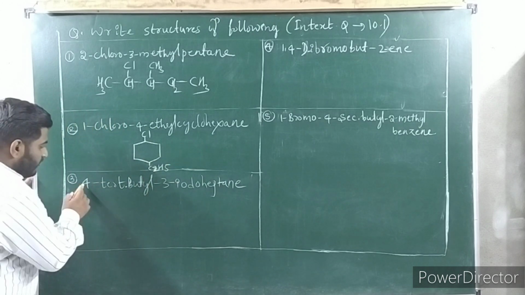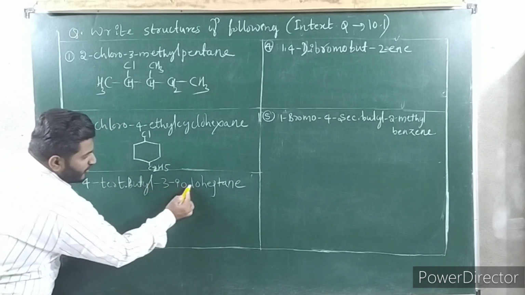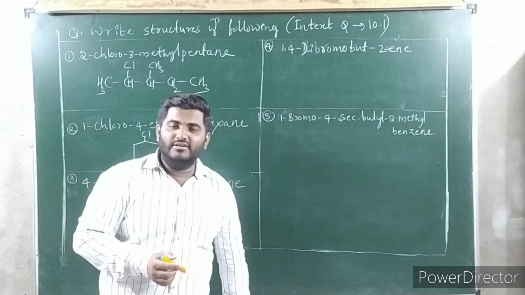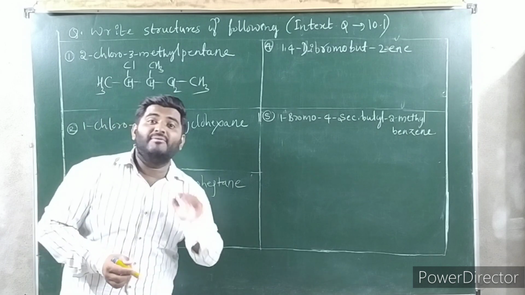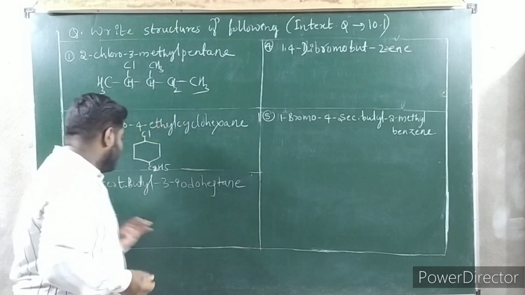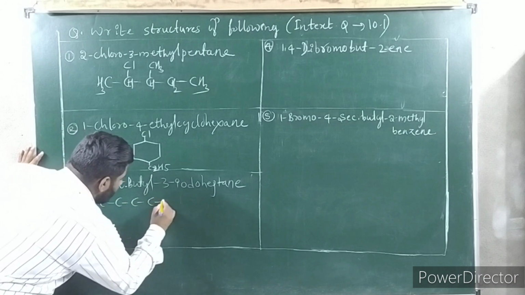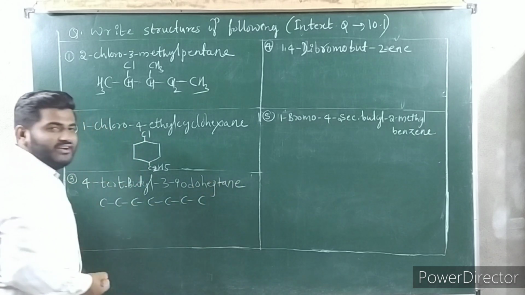Yes. Third one. 4 tertiary butyl 3-iodoheptane. Carefully see. Heptane they have given. So last word is heptane. Hept means how much carbon? 7 carbon. Very good. See. 1, 2, 3, 4, 5, 6, 7 carbon I have written.